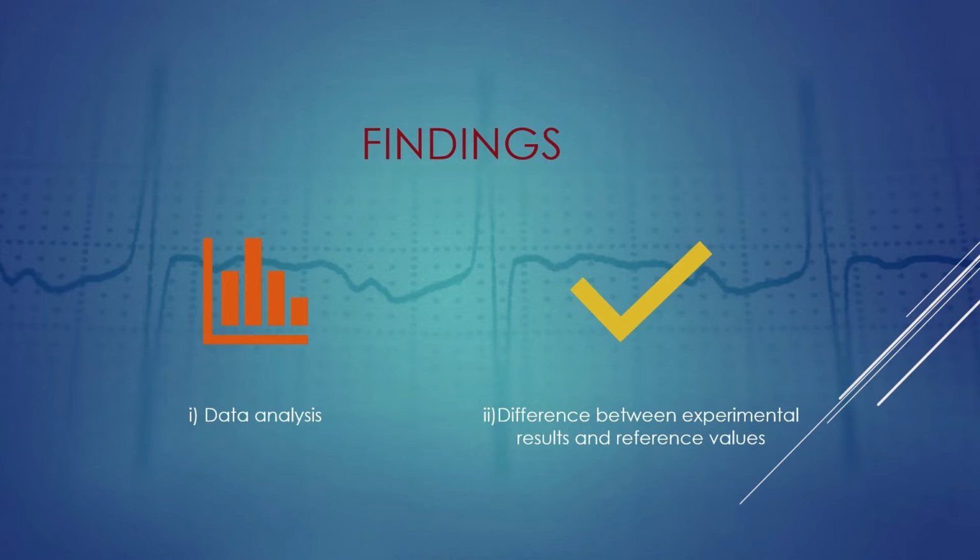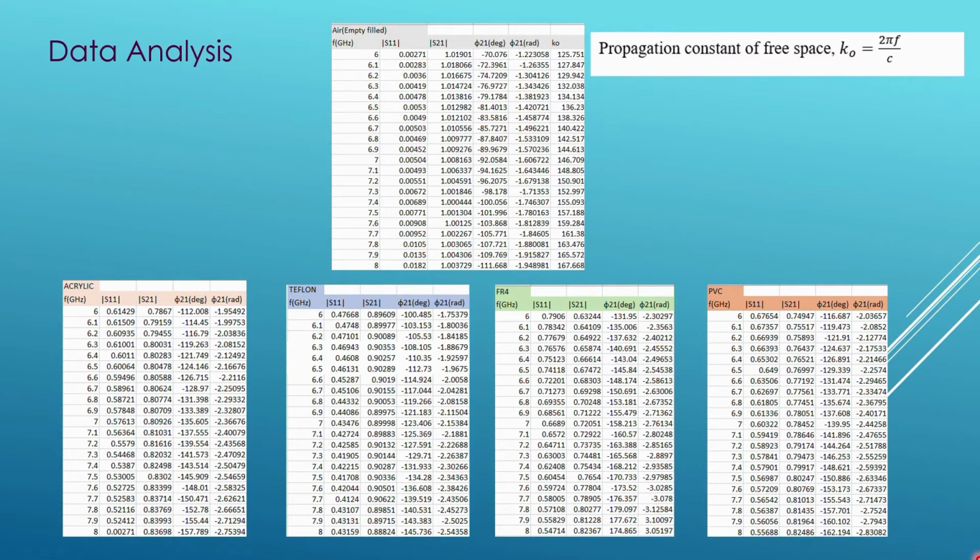I'm Yeong Di Wei. I'm going to present the finding part of this assignment. It's split into two sections, which are data analysis and difference between experimental results and reference values. We tabulated the data obtained in the experiment. We have used 5 different samples, which are air, empty slot, acrylic, Teflon, FR4, and PVC. The parameters tabulated are linear magnitude of reflection coefficient S11, linear magnitude of transmission coefficient S21, phase shift of transmission coefficient in radian, and propagation constant of free space K0 for frequency range 6 GHz to 8 GHz.